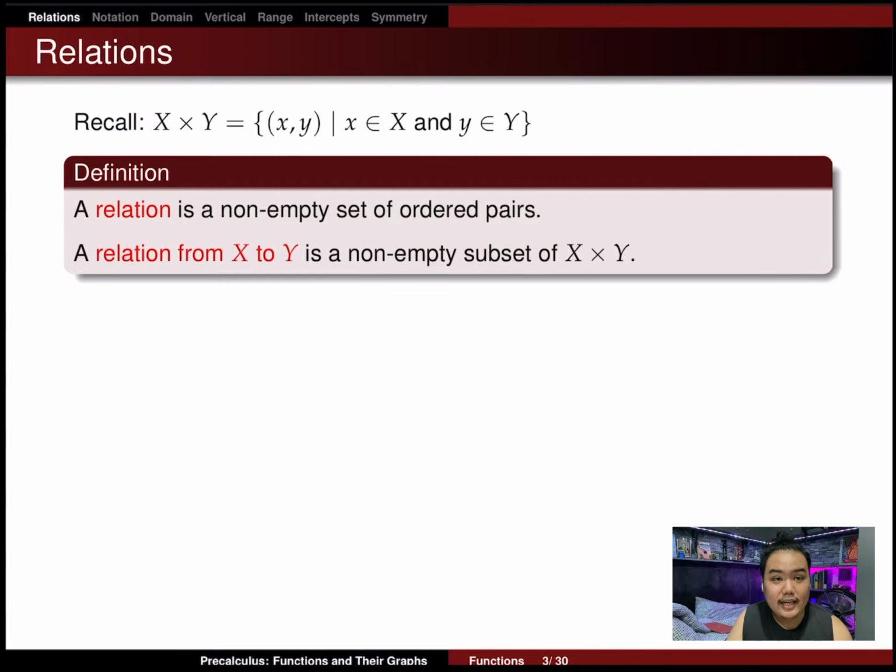So when we say a relation, it's just a non-empty set of ordered pairs. So take note, it is a set which is non-empty and it contains ordered pairs. So that is a relation. And when we say a relation from a set x to a set y, that is just a non-empty subset of x cross y. So meaning a relation from x to y is just a set which is a non-empty subset of x cross y. Remember that is very important.